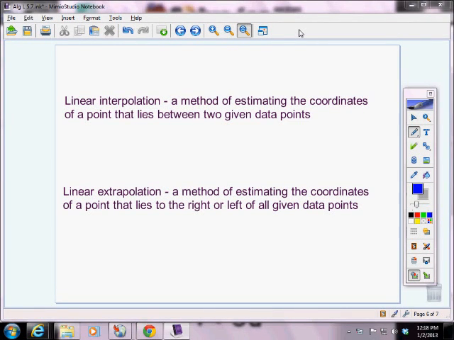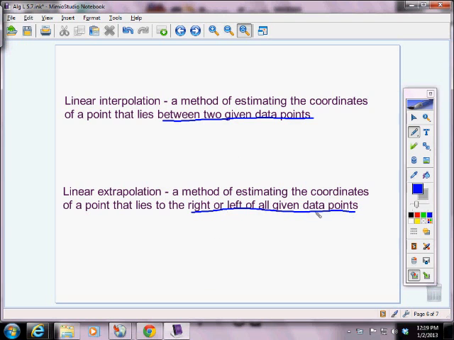If we want to talk about linear interpolation and linear extrapolation, what they basically are is just estimations, but they're different types of estimations. Linear interpolation is a method of estimating the coordinates of a point that lies between two given data points. Linear extrapolation is a method of estimating the coordinates of a point that lies to the right or left of all the given data points.